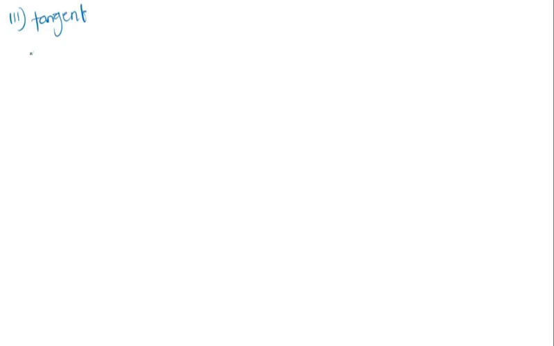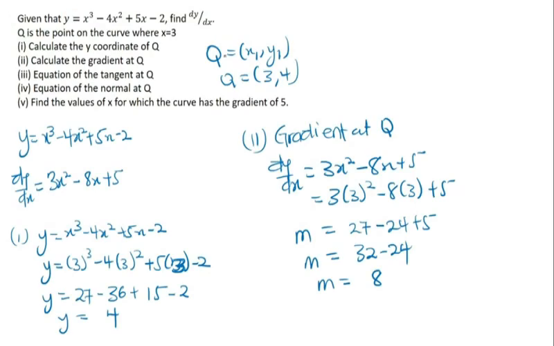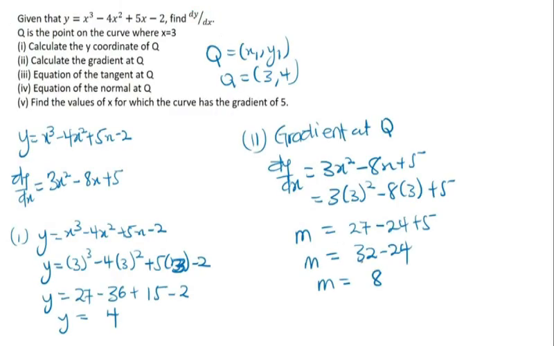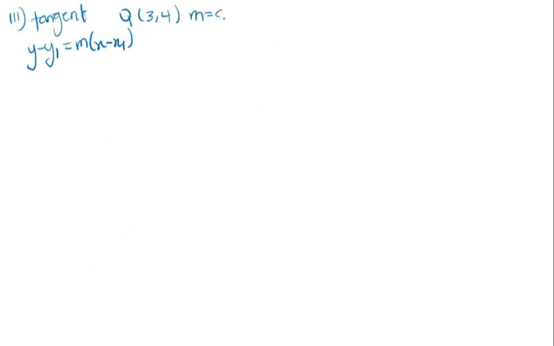Now remember I said the equation for finding the tangent is y minus y1 equals m into bracket x minus x1. Now we have the point Q to be what? Let's go back and see. We have 3 and 4, so (3, 4). And then our gradient m is equal to what? Let's go back. We have 8. So we just go ahead and substitute over here.